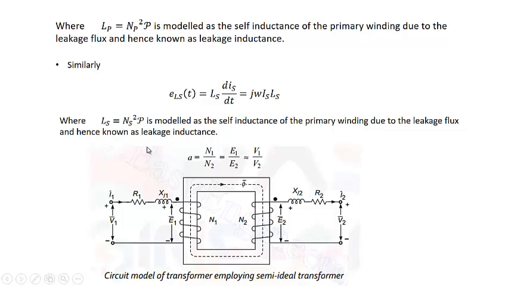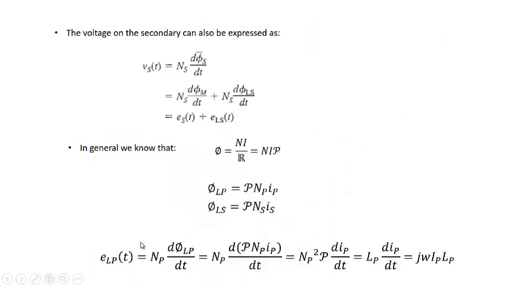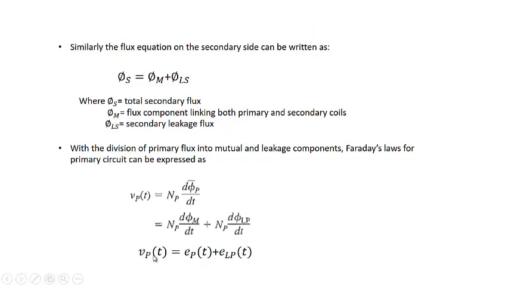When we model them in terms of a practical electrical circuit, we have the primary voltage V1, that is written over here. It is equal to EP plus ELP, so it will be equal to the induced voltage plus the voltage drop in the leakage inductance. Since we have not considered resistance here, there will be one more component, that is the voltage drop in the resistance, because there should be some resistance present in the circuit of the winding.